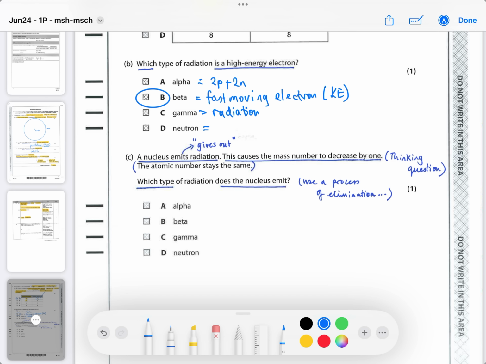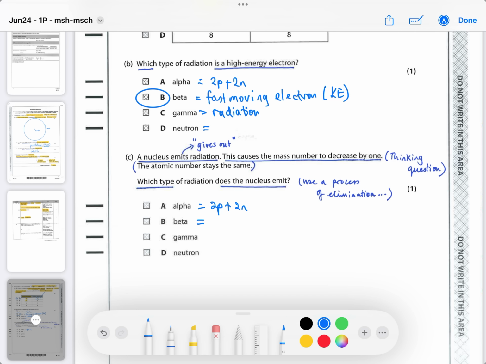So you've got to use a process of elimination. Remember, alpha is 2 protons and 2 neutrons. Well, that's going to change both the mass number and the atomic number. So the atomic number won't stay the same. So this one must be wrong.